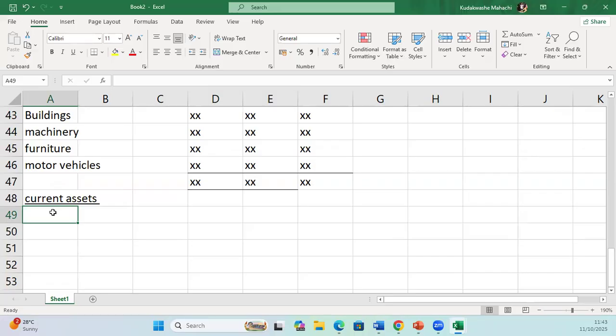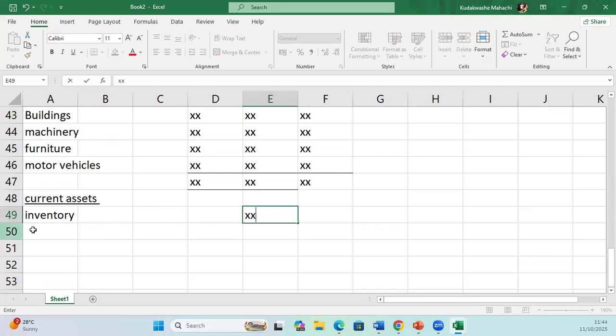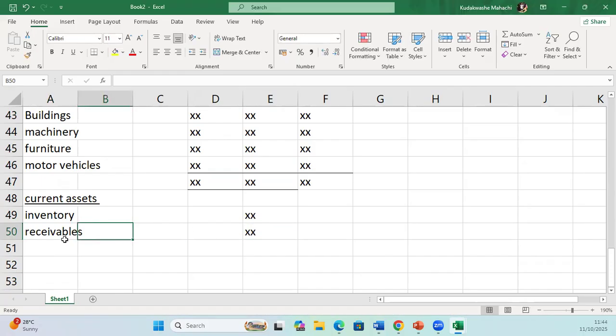So for the current assets, which ones do we have? We can have inventory. You can list the current assets on the second column. We have inventory. For the current assets, we have receivables. Receivables are the customers that are owing us. So it's an asset to you. Money you're expecting to receive is an asset to you. The receivables, they're an asset.